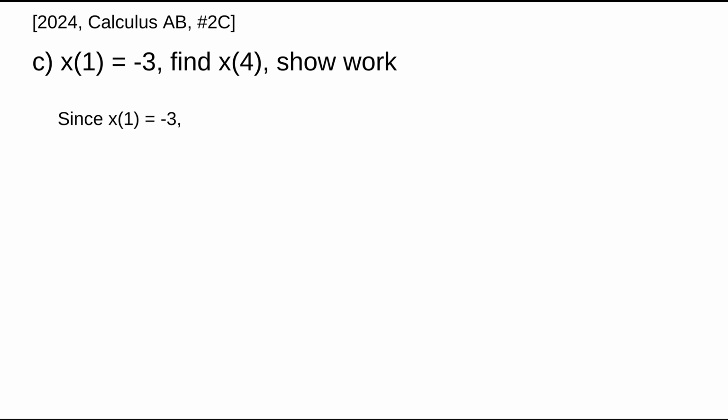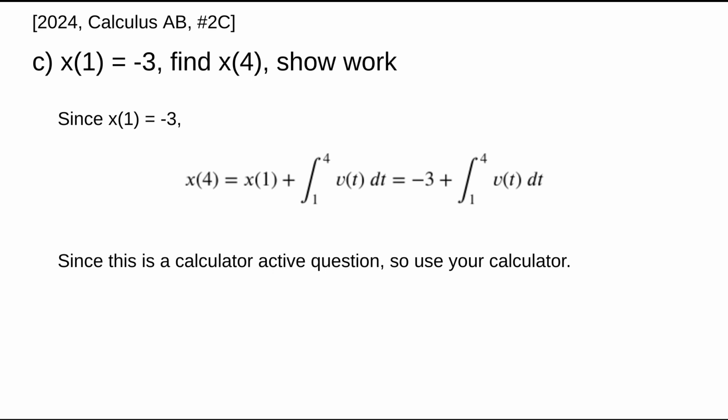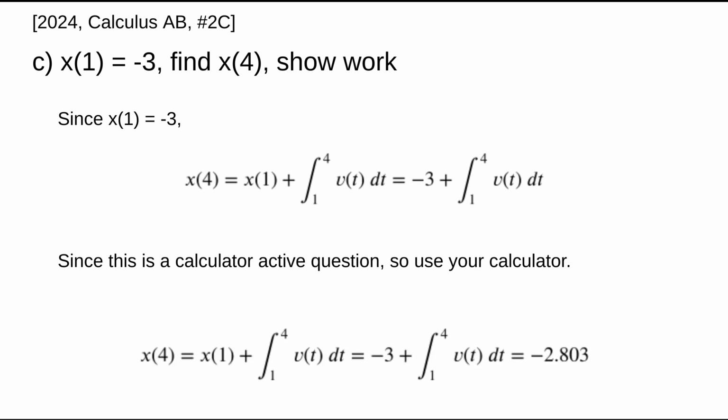All right, so we're given x of 1 is equal to negative 3. This looks like an initial value problem, so we're going to set up the appropriate integral. X of 4 would be x of 1 plus the value of the integral from 1 to 4 of v of t dt. Substituting in the fact that x of 1 is negative 3, we get negative 3 plus the integral from 1 to 4 of v of t dt. But again, this is a calculator active question, so we can calculate this definite integral using our calculator, and when we do, x of 4 has position negative 2.803.